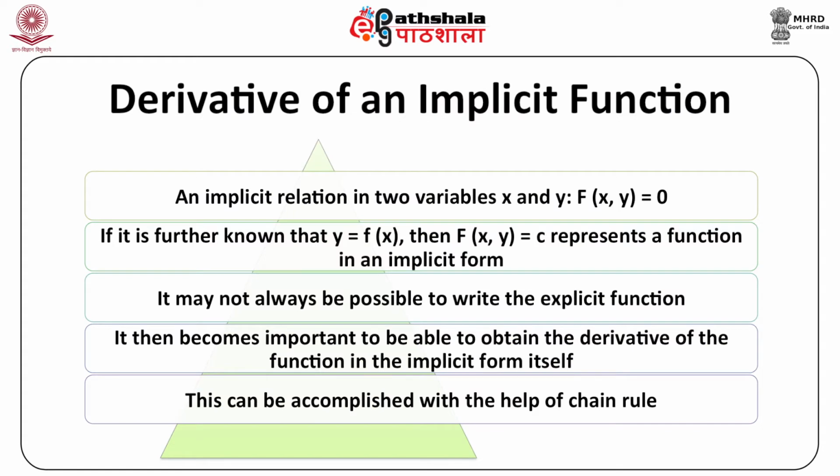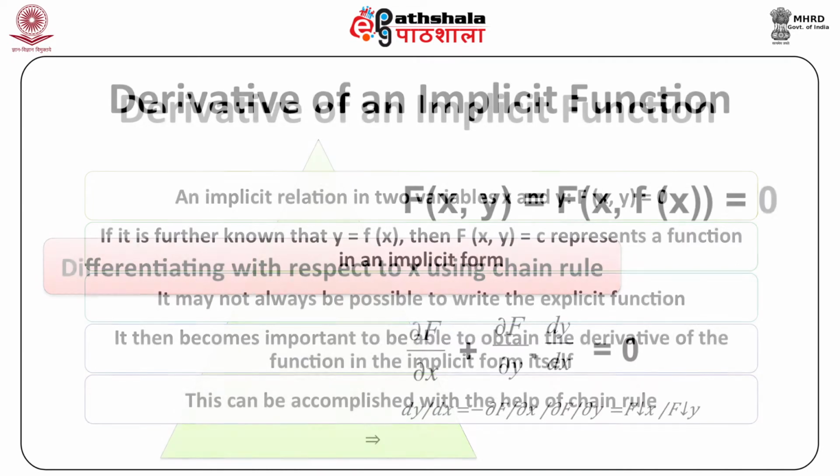Derivative of an implicit function. Consider an implicit relation in two variables x and y, F(x, y) equal to 0. If it is further known that y is equal to f(x), then F(x, y) equal to c represents a function in an implicit form. It may not always be possible to write the explicit function. It then becomes important to be able to obtain the derivative of the function in the implicit form itself. This can be accomplished with the help of the chain rule.